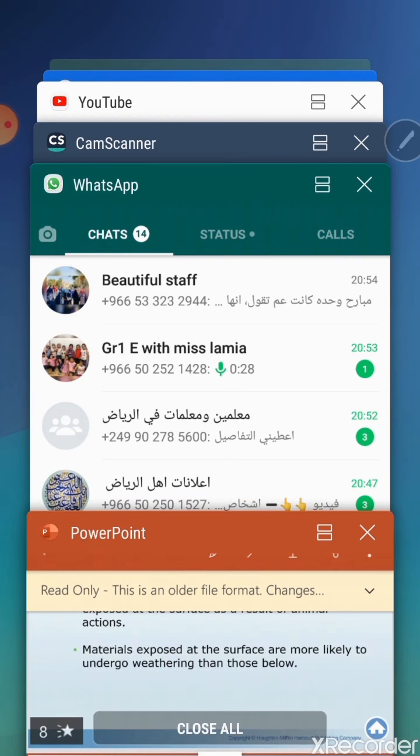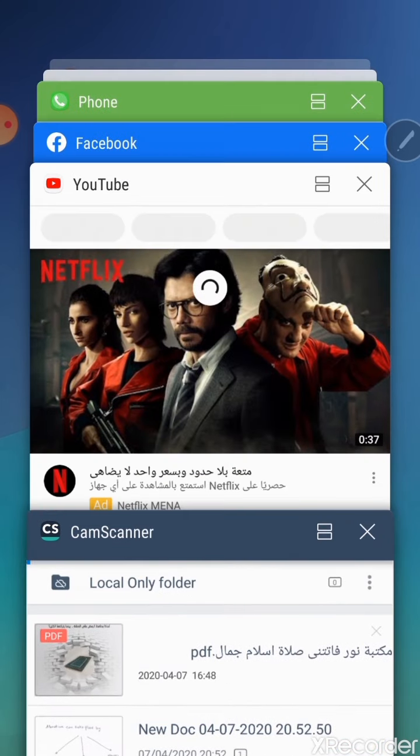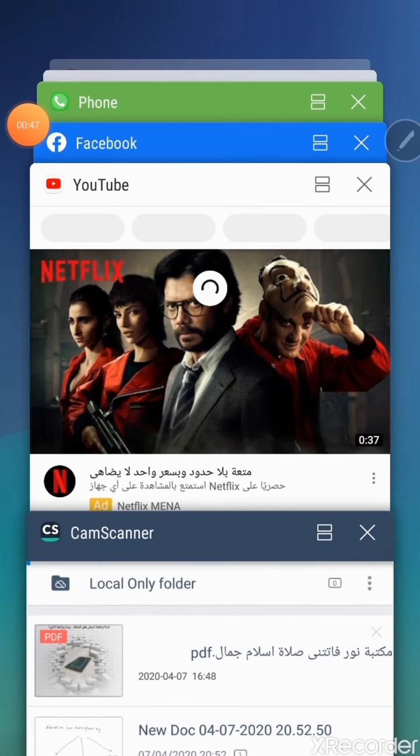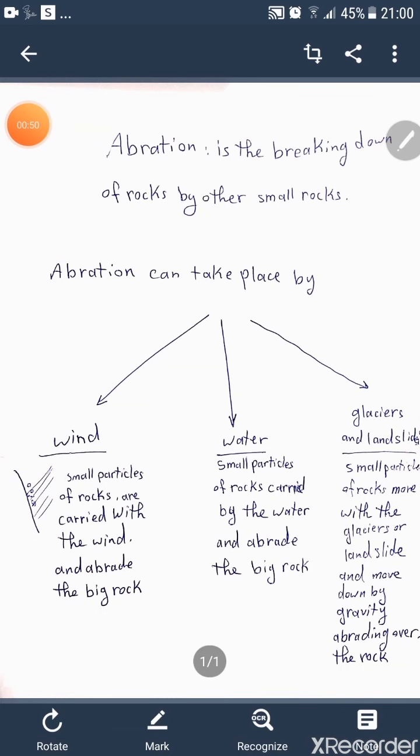It will be also clear when you watch another video. I will send it. So let's talk here about the abrasion. We said it's the breaking down of rocks by other small rocks. It can take place by three factors: wind or water or by gravity.